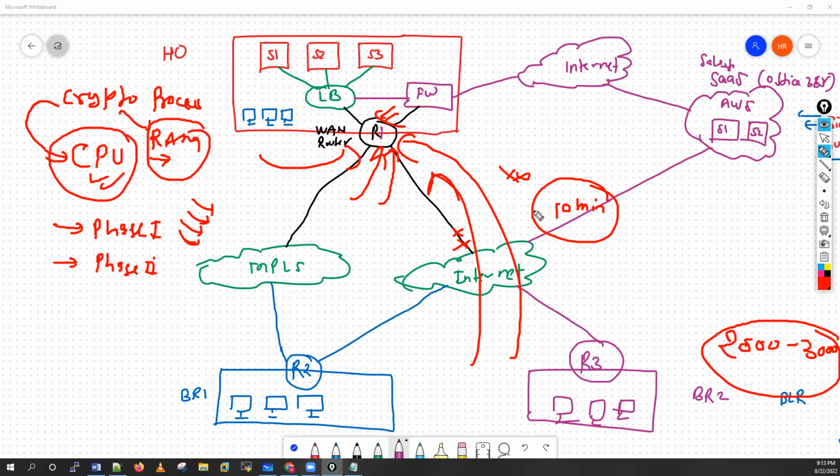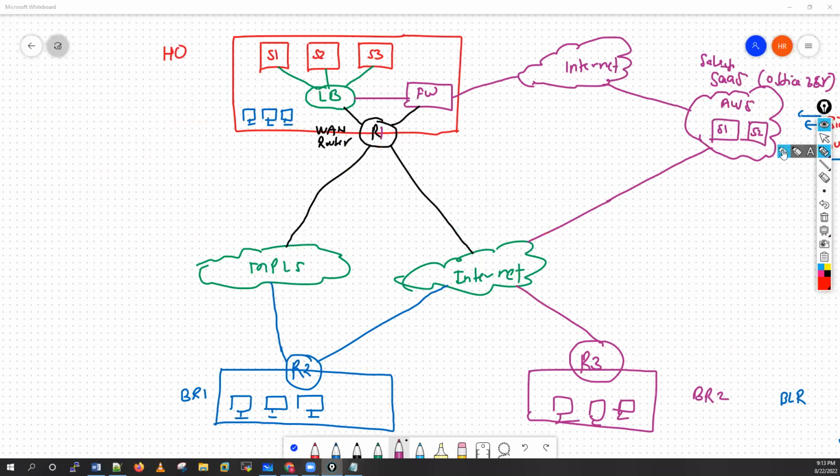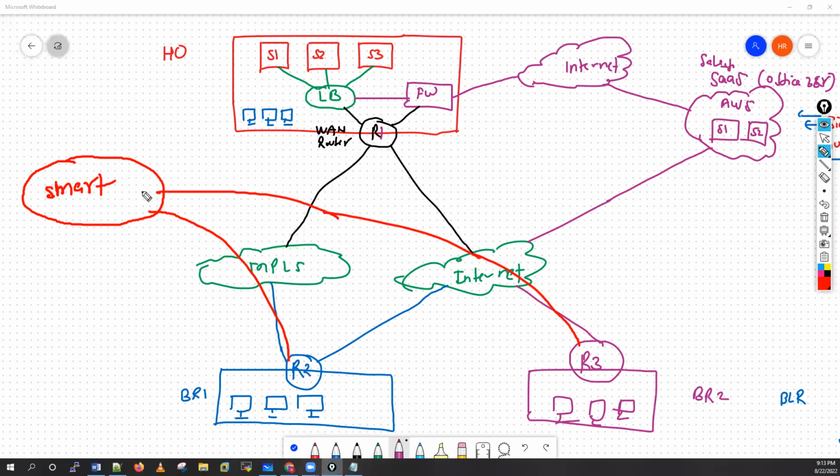But with the help of SD-WAN, what they have done is introduced one smart device, guys. I'm not putting the name of that smart device because I will put the name tomorrow. So let me just put, this is one of the smart devices. What this device will say is, you can create an adjacency with this smart device. All your WAN devices will just have some type of adjacency with this smart device.